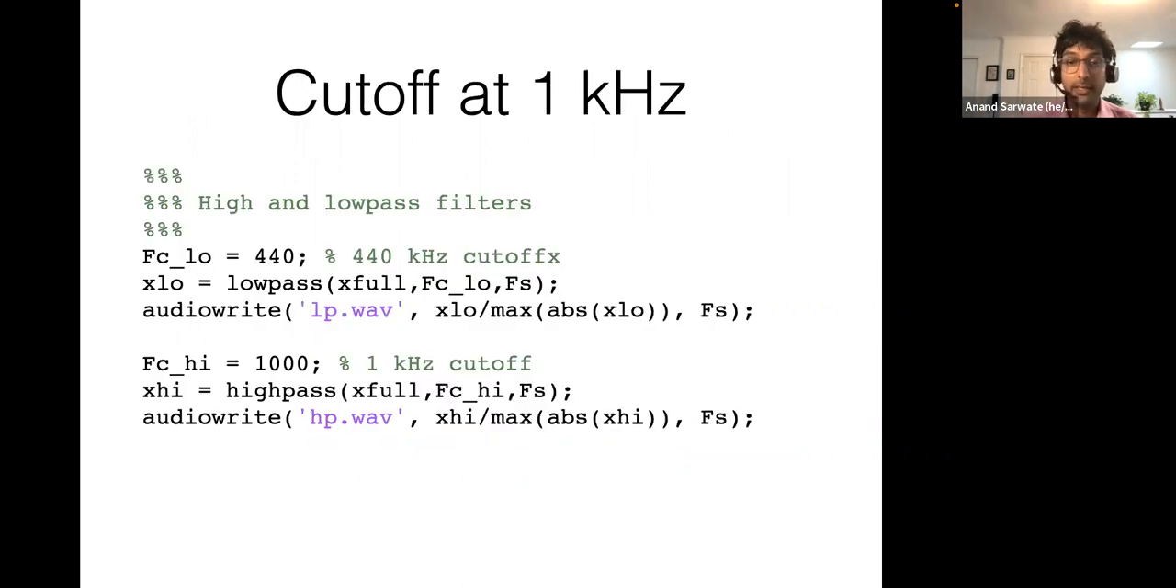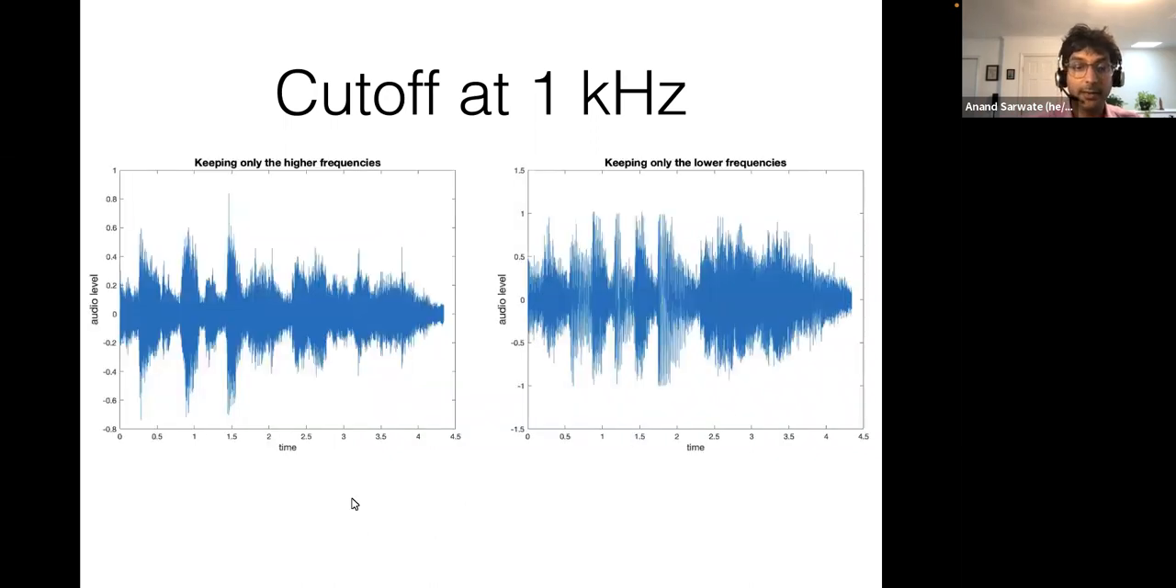So here's how you do it in MATLAB. I can establish, say, a lowpass filter at 440 hertz, and then I could do a highpass filter at 1 kilohertz, for example. And so we can take a listen to see what that sounds like, right? So again, the highpass filter is keeping only the higher frequencies.